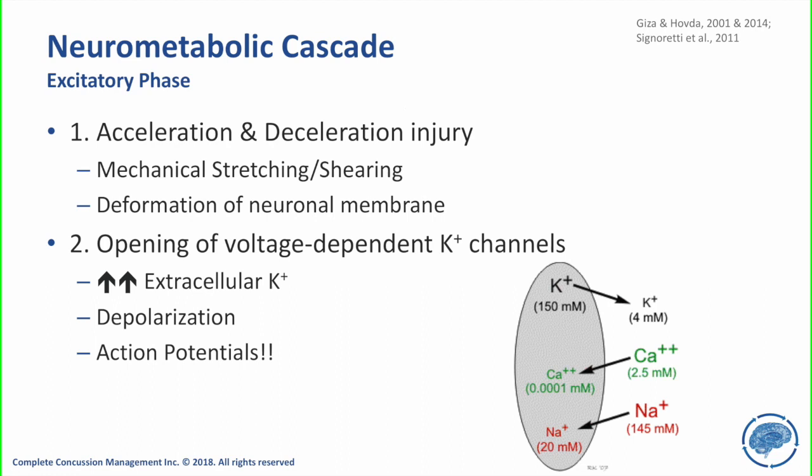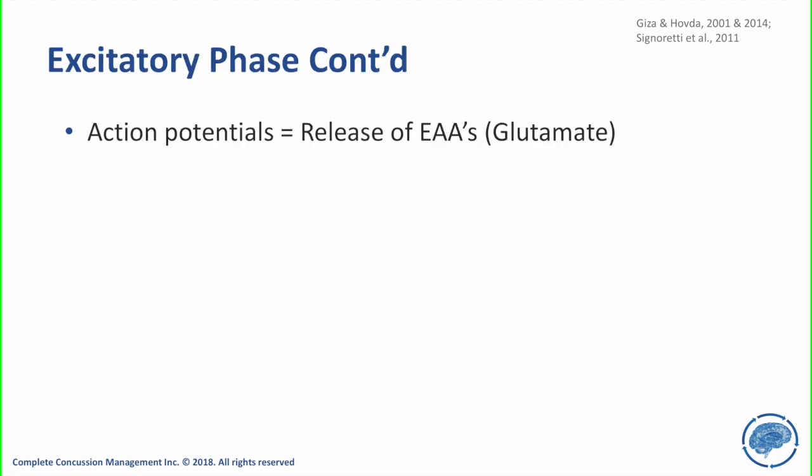You get tons of action potentials happening at the same time. If you can picture the idea behind a seizure almost, it's a similar mechanism to that. So you get action potentials, and what each of those action potentials is going to do is release an excitatory amino acid, meaning a neurotransmitter. And the one most often implicated in concussion is the excitatory amino acid glutamate.